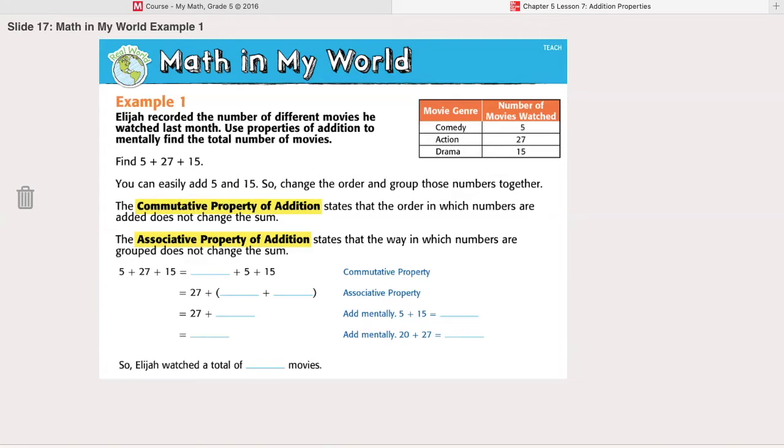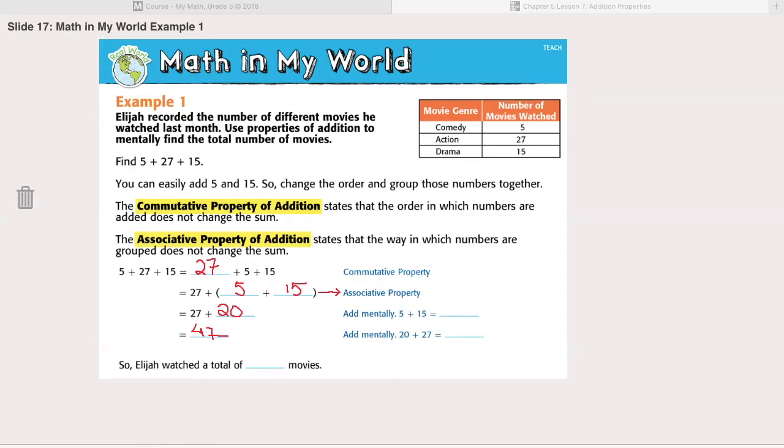So 5 plus 27 plus 15, we could just rearrange that order so that 5 and 15 are closer together, and we can add them easily and then deal with the 27 separately. 27 plus 5 plus 15. In this situation, we are now grouping 5 and 15 together using parentheses, which is the associative property. 5 plus 15 is 20. And now we can easily add 27 and 20 mentally.